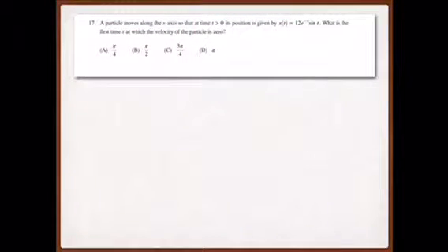Here's another example of a question about net change. This is question number 17 from AP Calculus, AP no calculator. A particle moves along the x-axis so that for time t greater than 0, its position is given by x(t) equals 12 times e to the power of negative t times sine t. What is the first time t at which the velocity of the particle is 0?